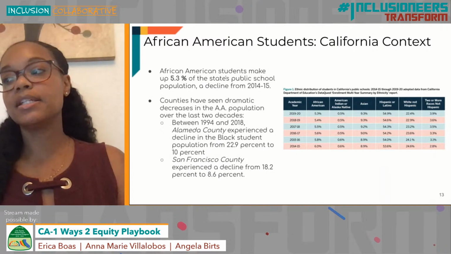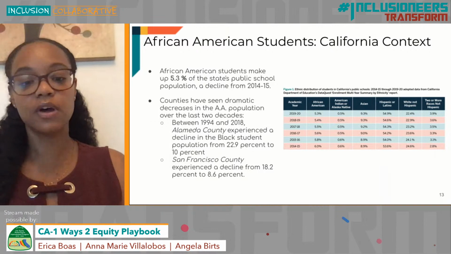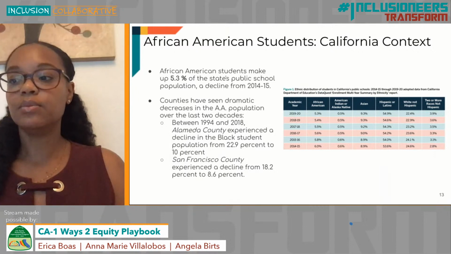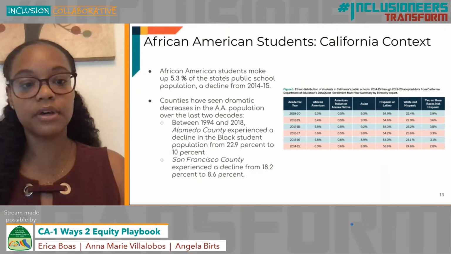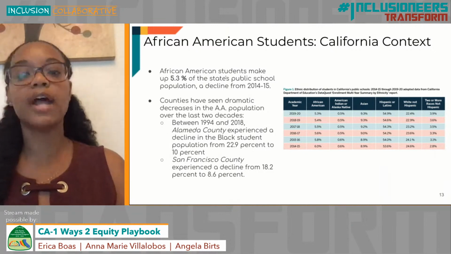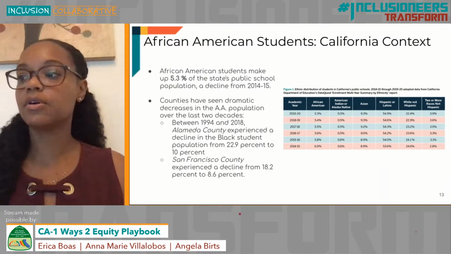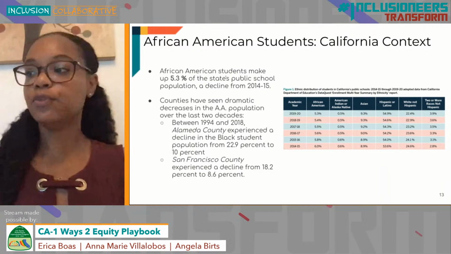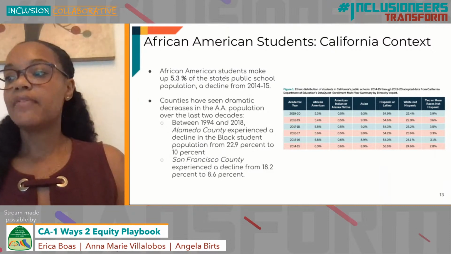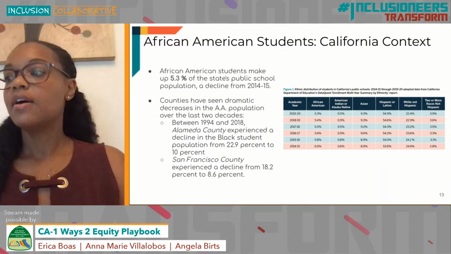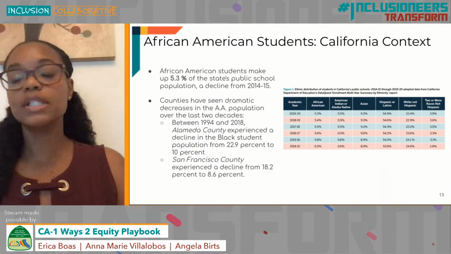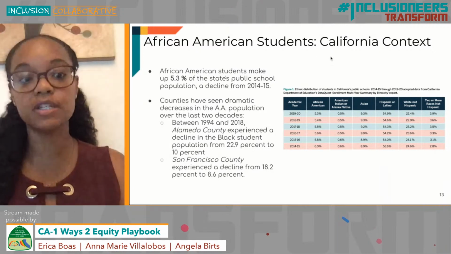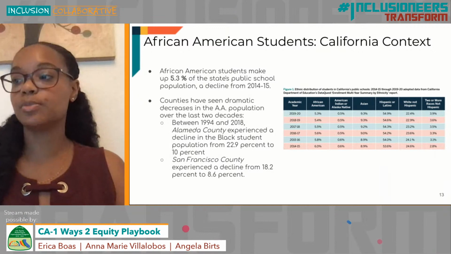Some counties have seen dramatic decreases in the African American population over the last 2 decades, as noted in the 2 bullet points there, beginning with the county of Alameda. The number has decreased, as well as San Francisco County. In the county of Alameda, between 1994 and 2018, they have experienced a decline in Black student population from 22.9% to 10%. And in San Francisco County, that decline has gone from 18.2% to 8.6%.